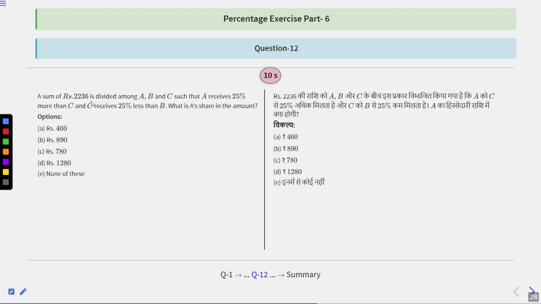Next question. A sum of rupees 2,236 is divided among A, B and C such that A received 25% more than C. C received 25% less than B. What is A's share in the amount? You have 5 options and 10 seconds to solve this question. Your time starts now. Now time's up. Let's see the solution.